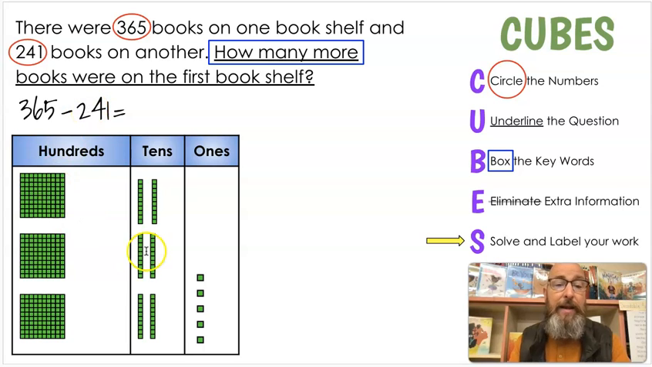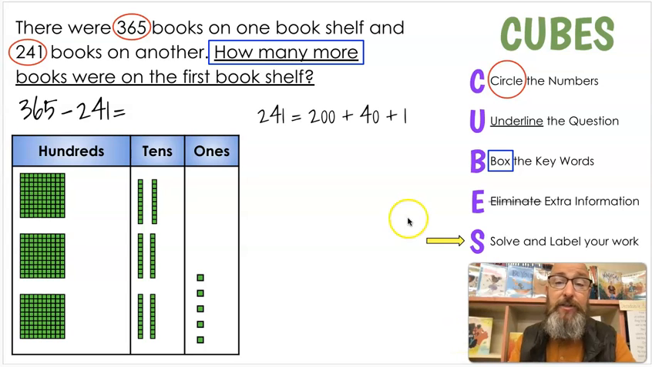Now for this one, am I going to use our place value blocks or base 10 blocks for the rest of them today? I am not. I just want you to see it. All right, so I built 365. And now I'm going to subtract 241.